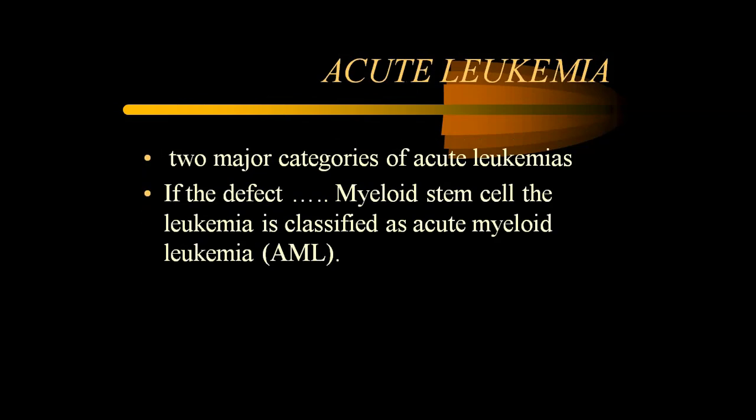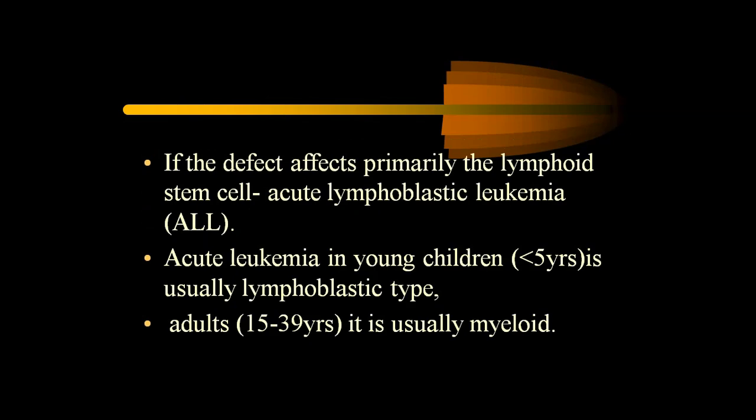So leukemias are classified into two major categories, acute leukemias and chronic leukemias. If the defect is in the myeloid stem cells, the leukemia is classified as acute myeloid leukemia. And if the defect is primarily in the lymphoid stem cell, it is classified as acute lymphoblastic leukemia. Acute leukemia seen in younger children less than 5 years of age is usually lymphoblastic type, whereas if it occurs in adults between 15 to 39 years of age, it is usually of the myeloid type.